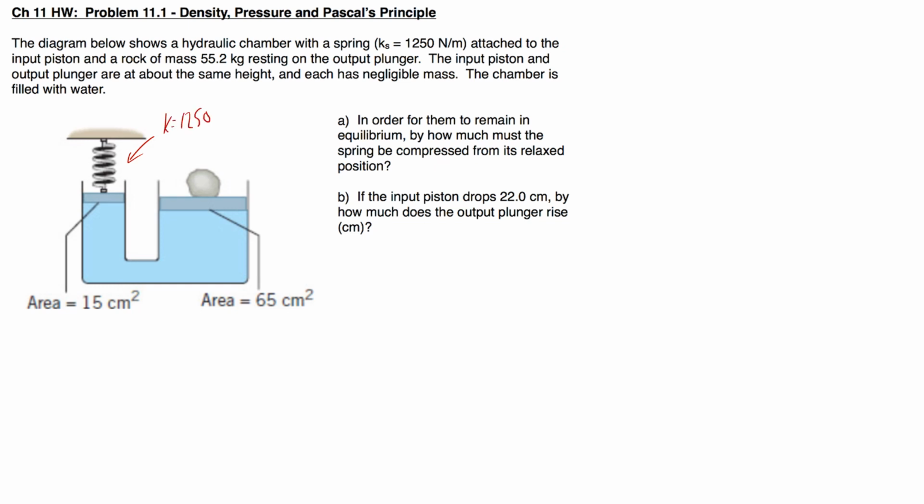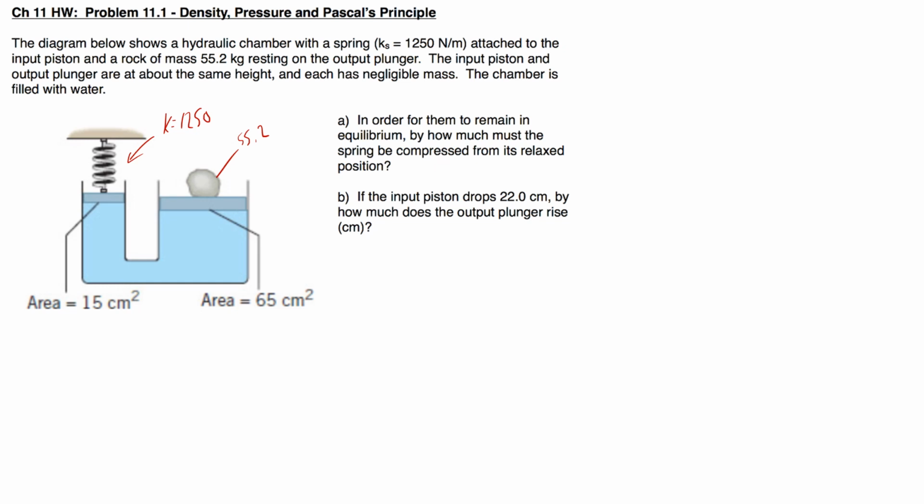Attached to a piston with a rock. We got a rock of mass 55.2 resting on the plunger. The input piston and the output plunger are the same height, and each has negligible mass, so you don't need to worry about any other stuff there. The chamber is filled with water. In order to maintain equilibrium, how much must the spring be compressed from its relaxed position?